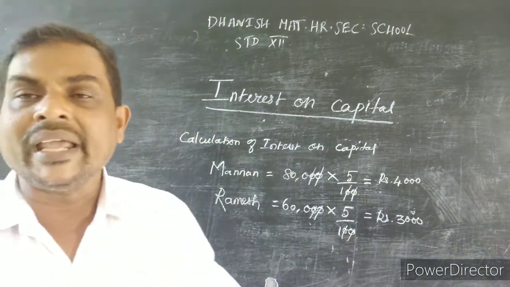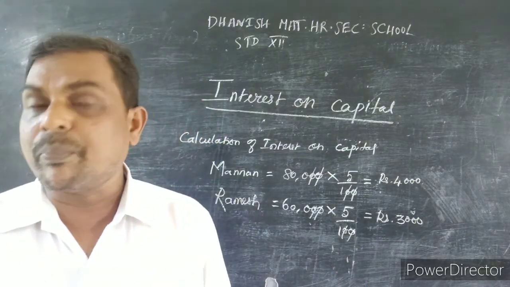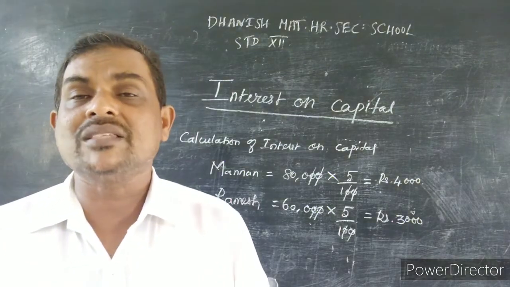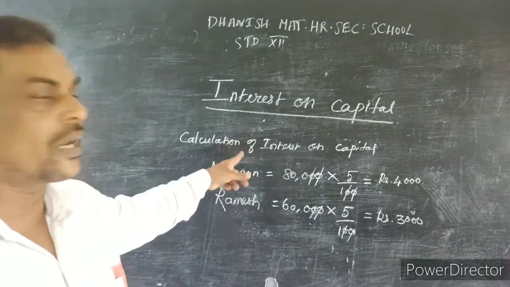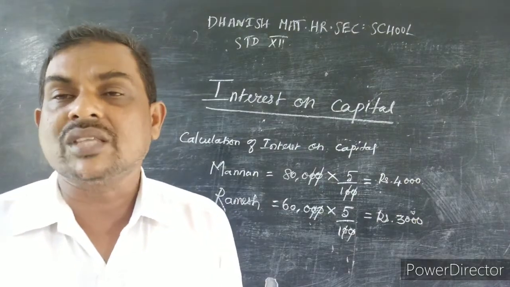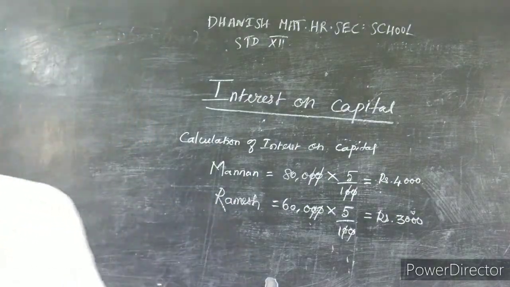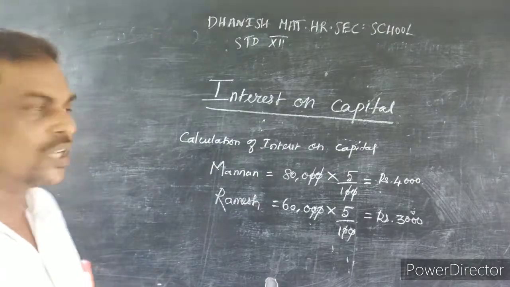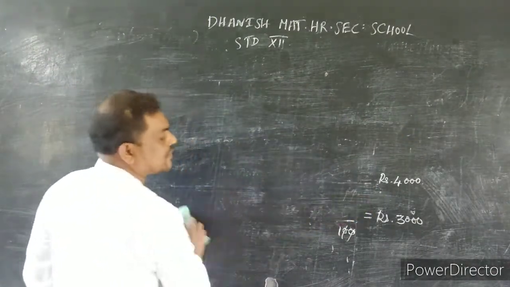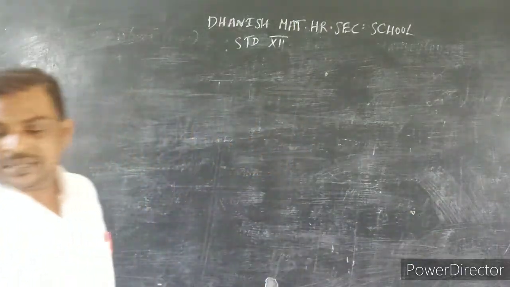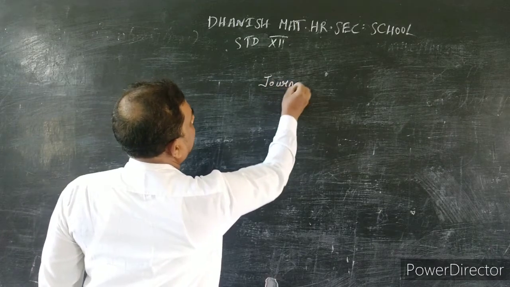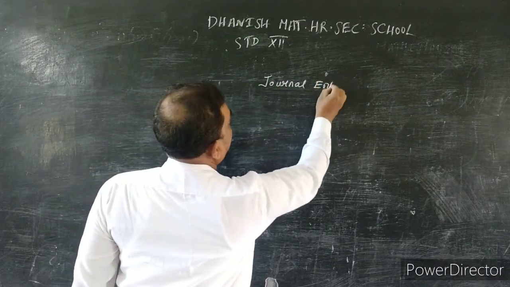Now, after calculating interest on capital, we have to pass the journal entries, because they asked for journal entries. Journal entries means we have to pass the adjusting entries for interest on capital, because we have calculated only interest on capital. With these details we have to pass the journal entries also. Now we have to pass 2 journal entries. I am going to teach you now. After calculating this interest on capital, we must find out the journal entries. So, journal entries.